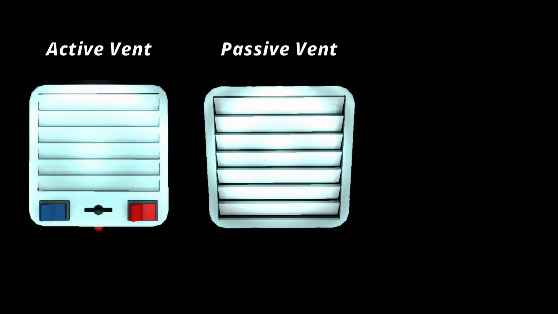Passive vents have one attachment point at the top and will attempt to equalize pressure between the atmosphere it is placed in and the pipe network it is attached to. If pressure is higher than the atmosphere, it will blow out that air. If the pressure is lower than the atmosphere, it will suck air in into the pipe network.